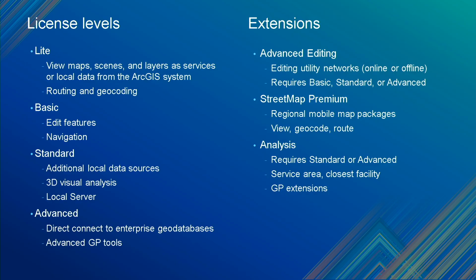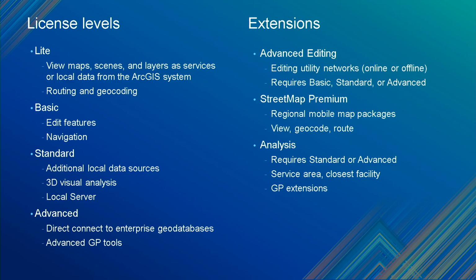StreetMap Premium delivers data and mobile map packages licensed by region. So this is really a data license, so the ability to view, geocode, and route against StreetMap Premium mobile map packages. So pre-prepared data, pre-provisioned data that you can use for a variety of purposes.